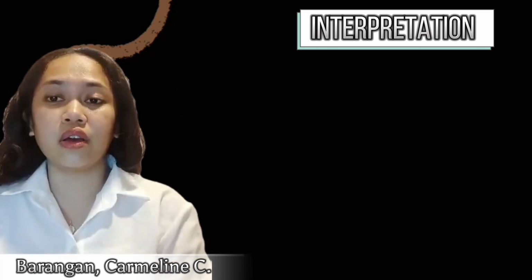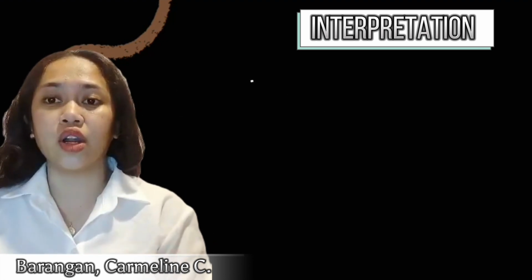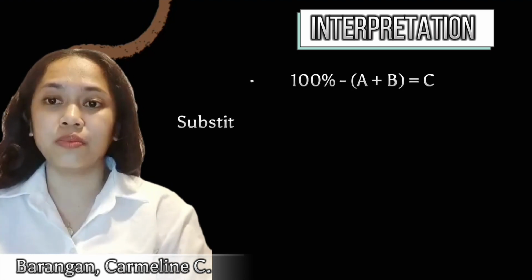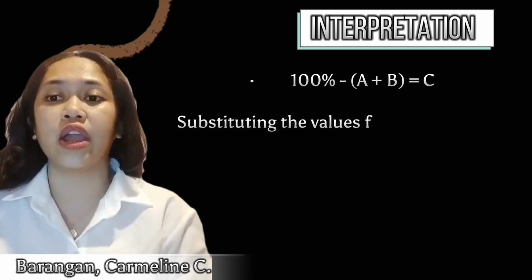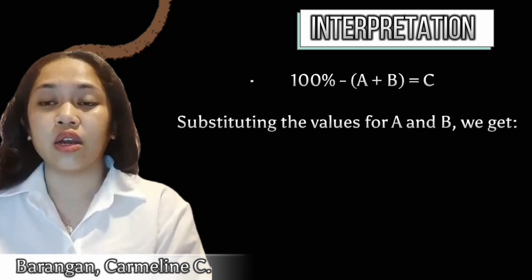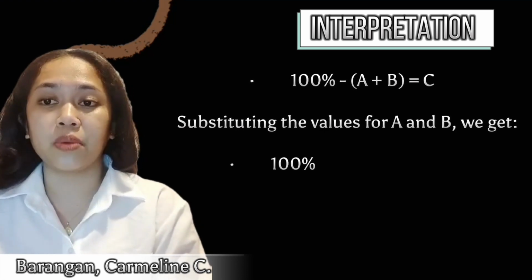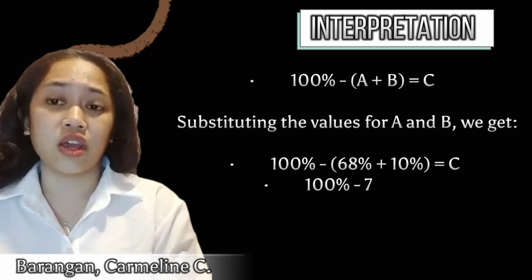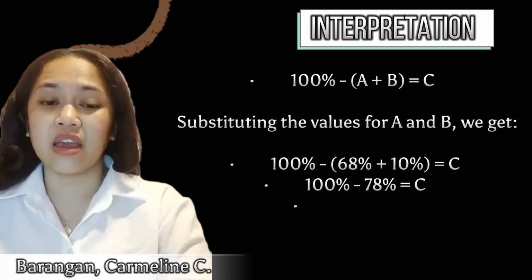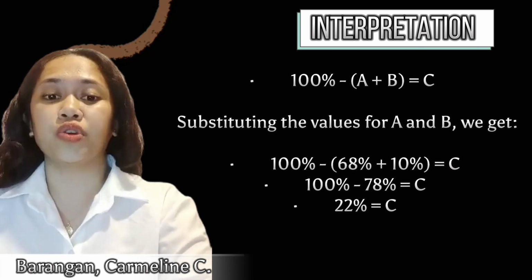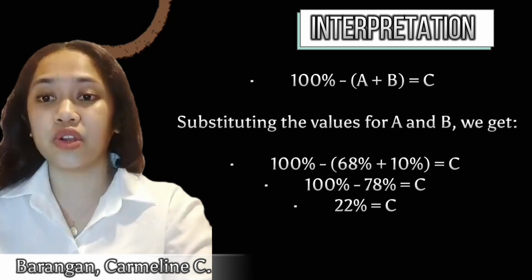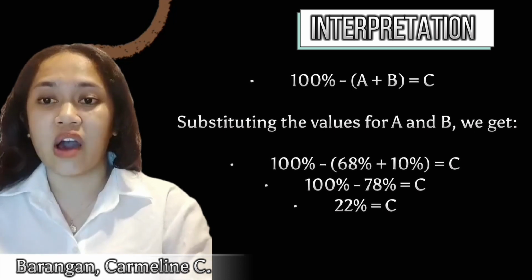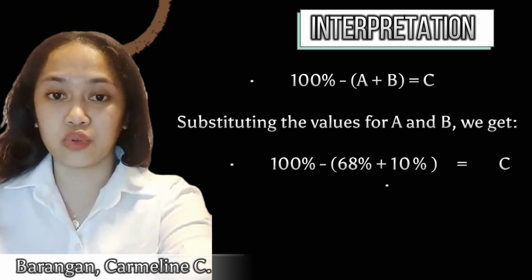So we're looking at the 100% of the graph. We know that 100% minus A plus B equals C, the unknown. Substituting the values for A and B, we get 100% minus 68% plus 10% equals unknown. We let 100% minus 78% equals C, and we get 22% as C, the unknown. Therefore, 22% are the students who have personal services in UC Manila campus.